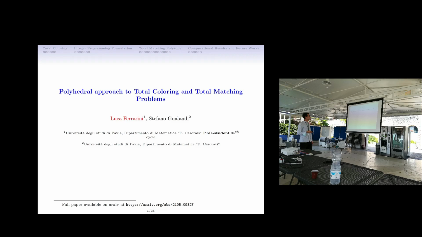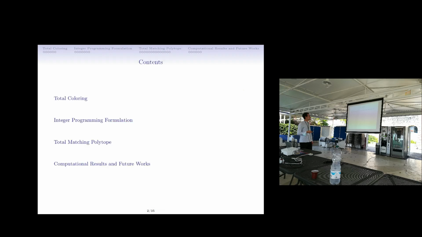Thank you very much. Yes, in this talk I will present the polyhedral approach to total coloring and total matching problem. So the outline is this one. First, we will see the total coloring problem with a polyhedral approach, and then an integer one, and then the total matching polytope, and then this one.